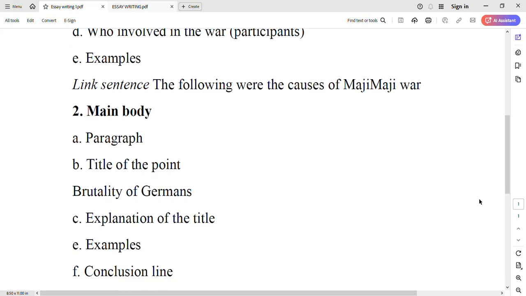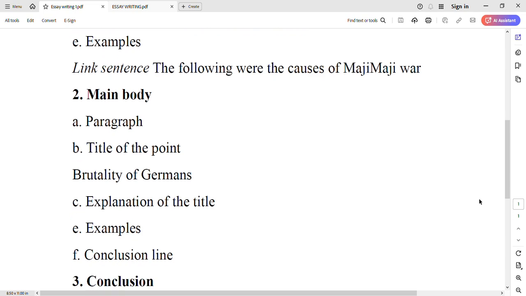And lastly, you may have a conclusion line. This conclusion line means that at the end of every paragraph, you put something that says, then that is how Maji Maji occurred, because of that single point you explained. It's not necessary, it does not reduce any marks, but if you include it, it seems nice. It shows you have real knowledge of writing an essay.